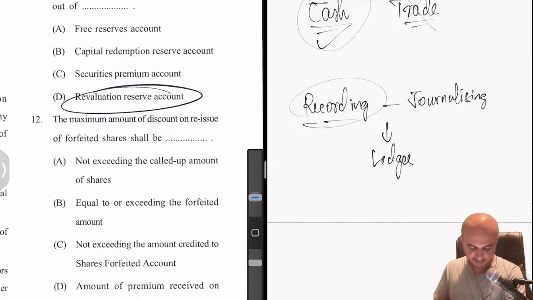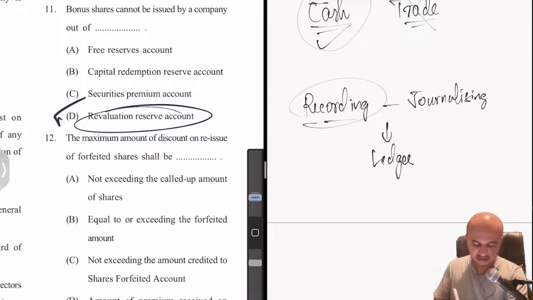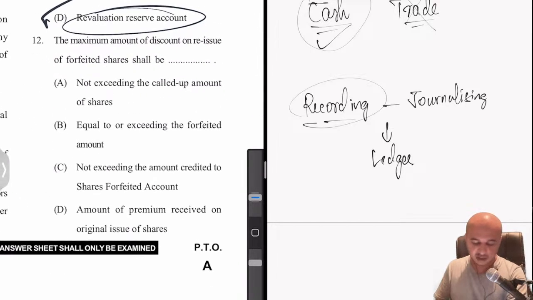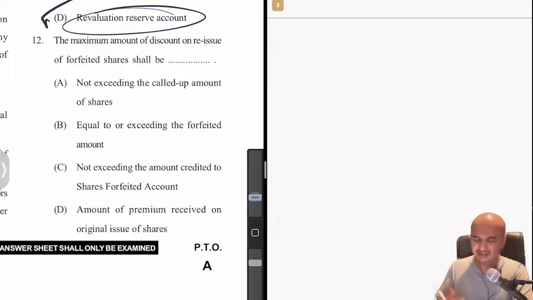So the right answer here is revaluation reserve. Next. The maximum amount of discount on reissue of forfeited shares shall be. This is very interesting actually. This again is a very easy answer. Let me just show you how to understand this. You don't have to remember anything if you understand.